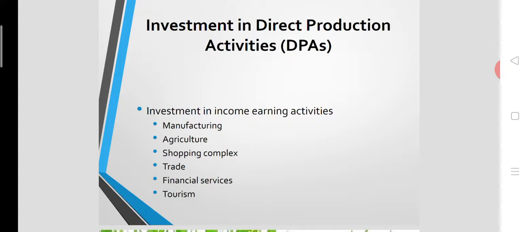So when there is no road, no shop will come by the road. That means when government invests in road, the people invest in shopping complexes, people invest in shops. And this is the kind of investment that could be possible after the investment in SOC, that could stimulate the investment in direct production activity.